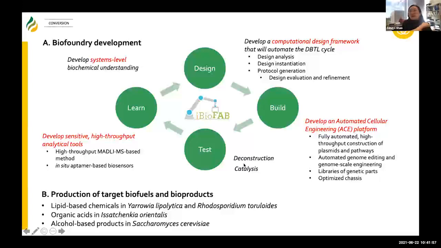As a team, the conversion team also focuses on automation of the genetic manipulation tools I just mentioned, and then development of high-throughput analytical tools to facilitate screening, as well as development of systems biology and artificial intelligence tools to facilitate biochemical engineering understanding. We also have a catalysis subgroup to further diversify the product portfolio, and a deconstruction subgroup to provide us the raw hydrolysate as the feedstock, making our process better mimic industry production.